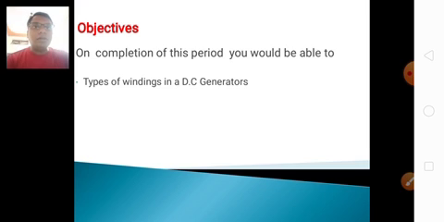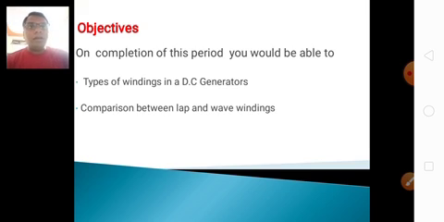Already we studied in the EMF equation that the number of parallel paths A is equal to P for lap winding, and A equal to 2 for wave winding. We have studied what lap winding and wave winding are, and the comparison between these two windings. Before going to that, we have some small definitions: what is back pitch, what is front pitch. These are the definitions we are going to consider for lap and wave winding.